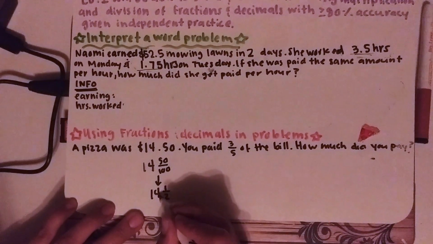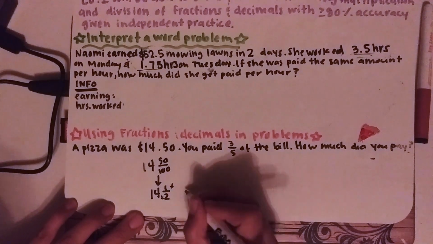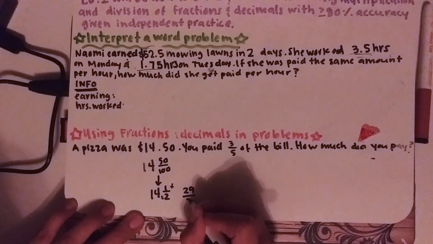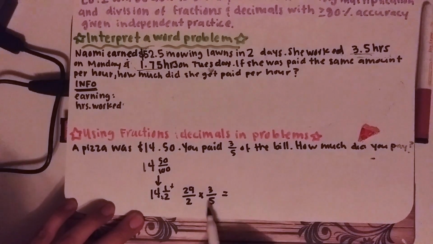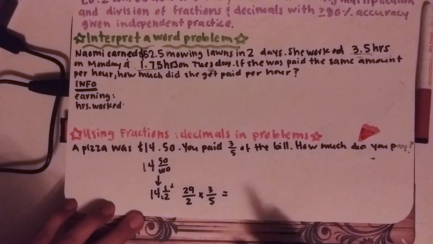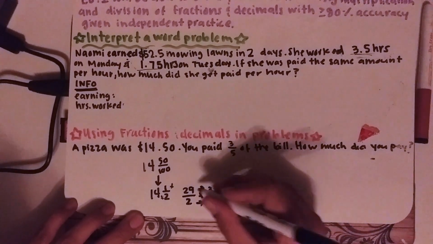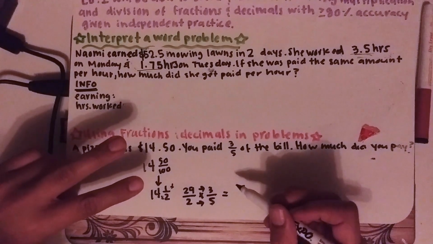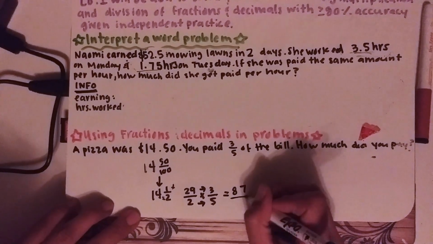And then I have to change that into an improper fraction. So I go 14 times 2, that's 28, plus 1 more, that's 29. So I have 29 halves, and then I multiply that times 3 over 5. In this case, there's nothing for me to cross cancel, so I can just multiply it straight across. And then I have to simplify. So that's 3 times 9, that's 27. Create my 2 over, and then 3 times 2 is 6, plus 2, that's 8. And then 5 times 2 is 10.